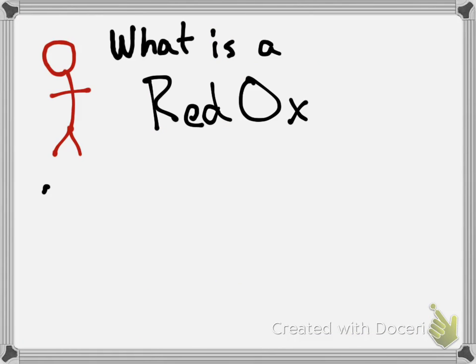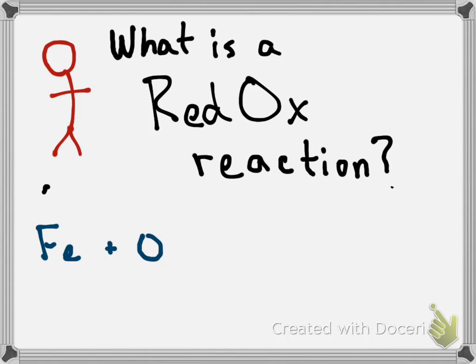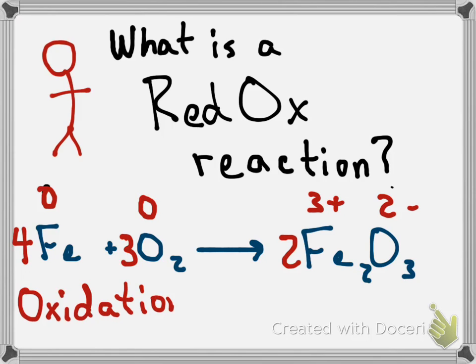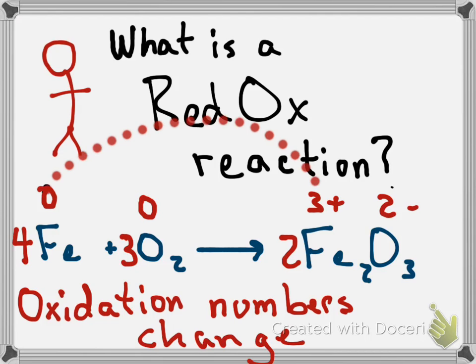So if somebody says to me, what is a redox reaction? How can I tell? If I'm looking at a reaction, what do I look for? Well, we write down oxidation numbers of every species in the reaction. And if those oxidation numbers change, like here we see the oxidation number of iron changing from 0 to 3+, and the oxidation state of oxygen changing from 0 to -2, the oxidation numbers change. If the oxidation numbers change, it's a redox reaction.